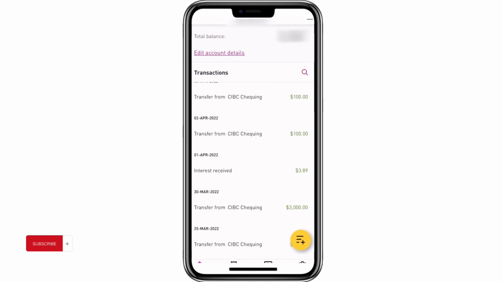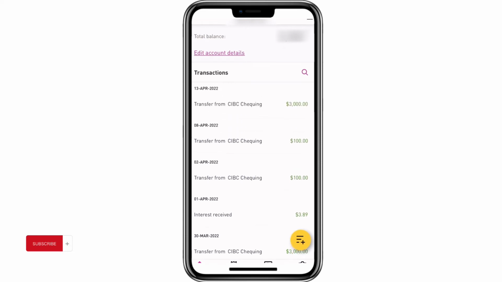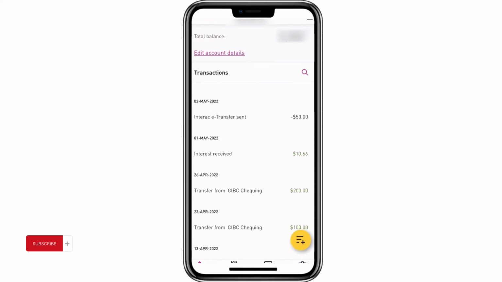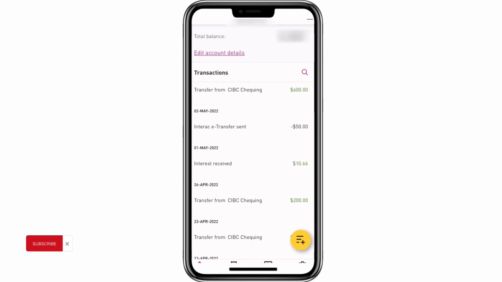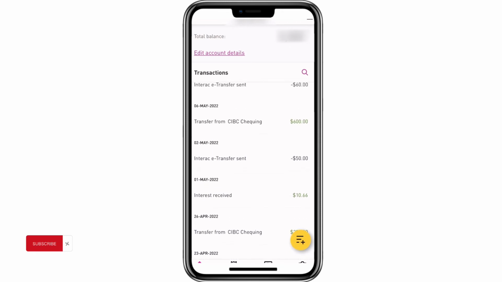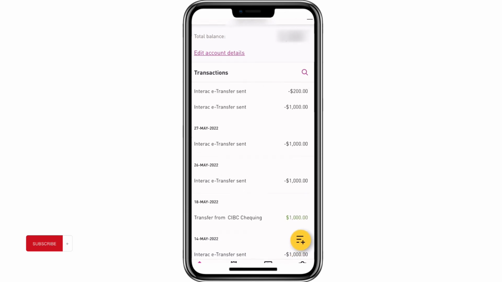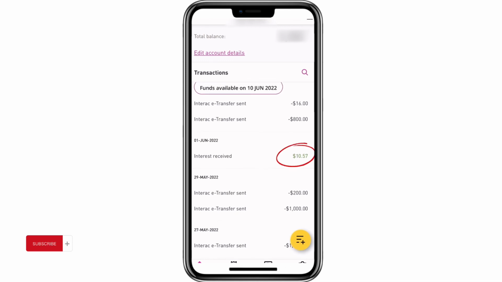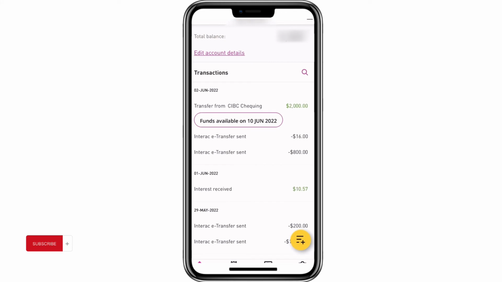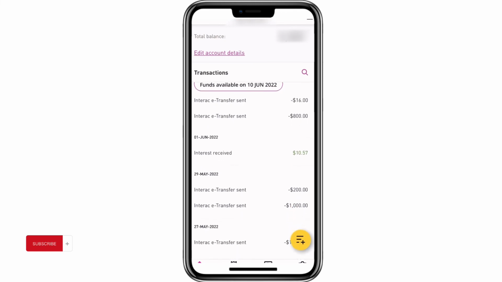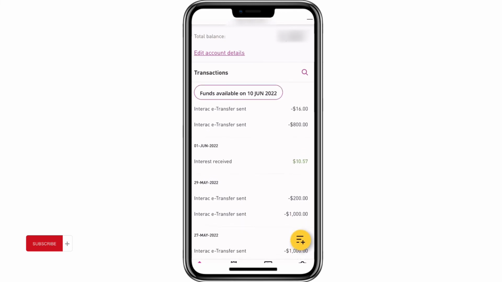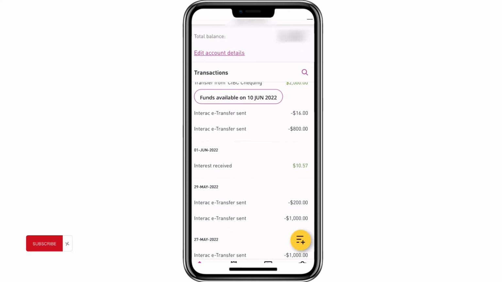And for the month of May, I earned $10.66. That's the interest I received for that month. And for the month of June, I earned $10.57. So in total, I made $26.97 in interest. So yes, that's how much I've made so far since I started using the EQ account.